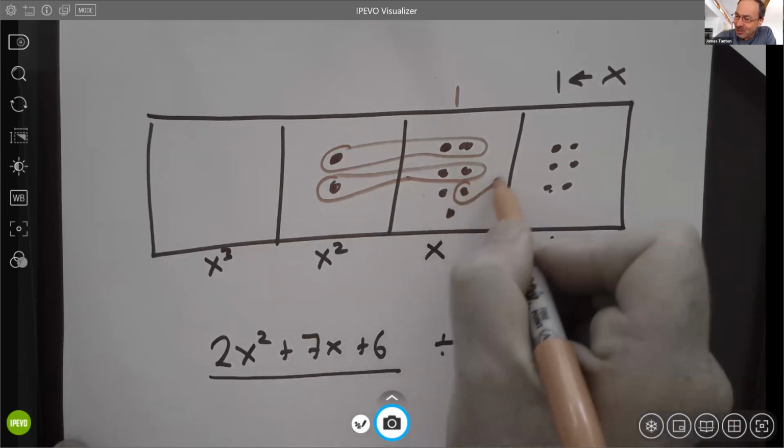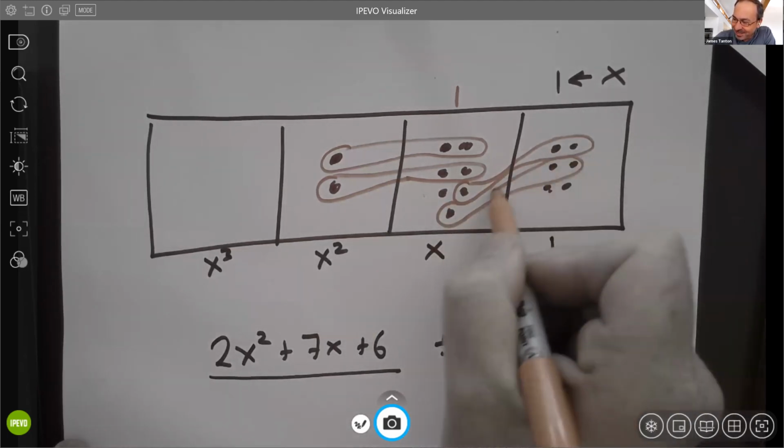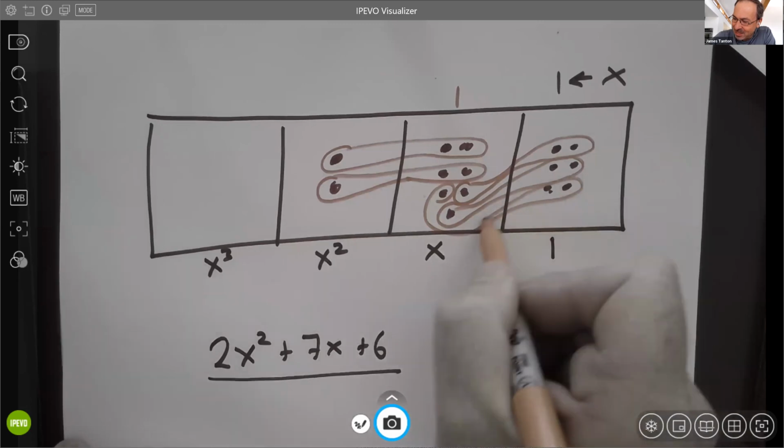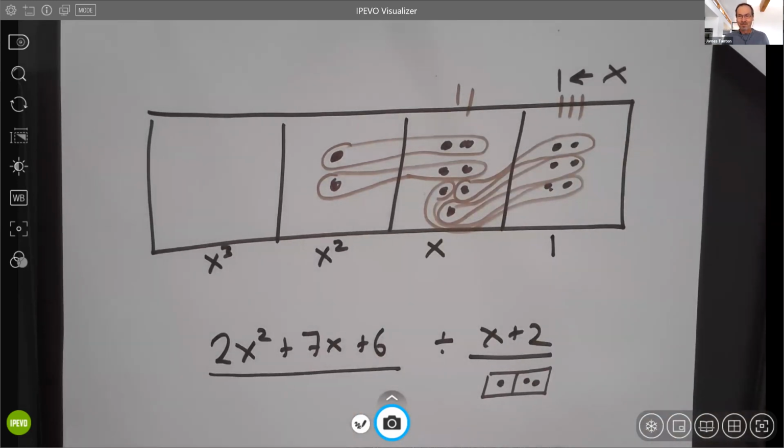All right, 1 dot next to 2 dots. 1 dot next to 2 dots. 1 dot next to 2 dots. That's 3 at this level. So it's 2 at that level and 3 at that level. So does that seem reasonable? So how do I read that answer? What's the answer?